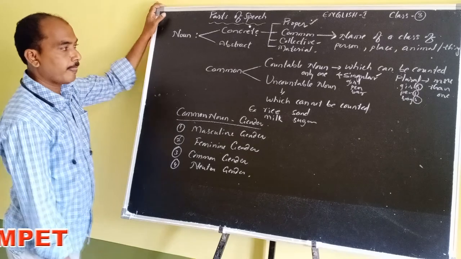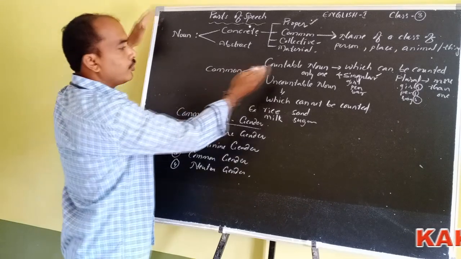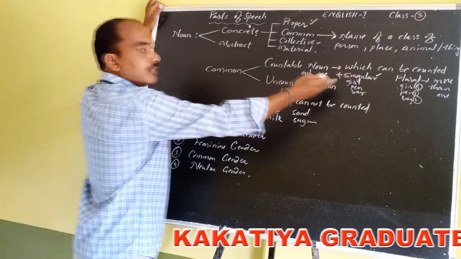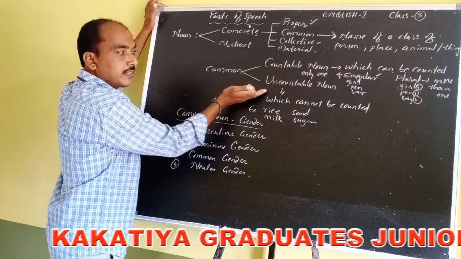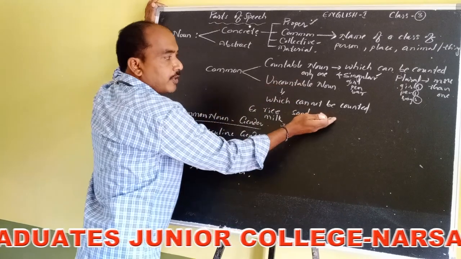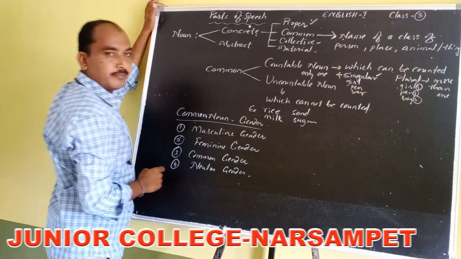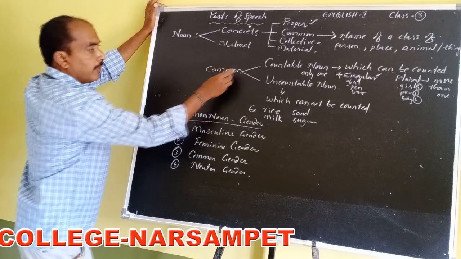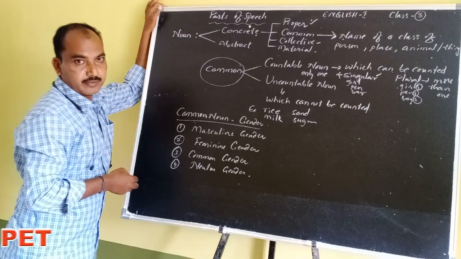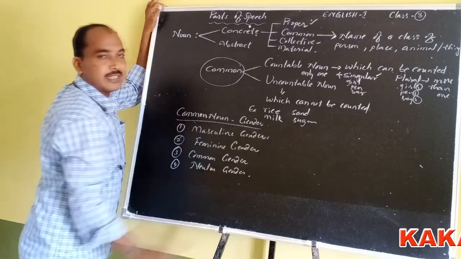See here, common noun can be divided into two, countable and uncountable. Countable means able to count, means they have singular and plural forms. What is uncountable? Not able to count, means they cannot be changed into plural forms. And now every common noun, means all these common nouns, have four genders. What are they? Masculine gender.